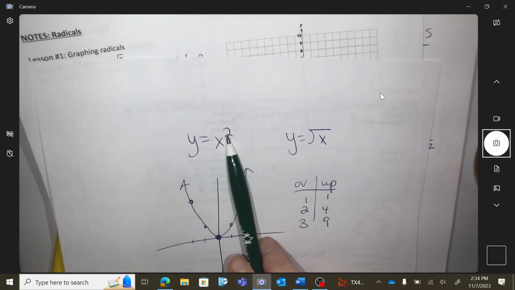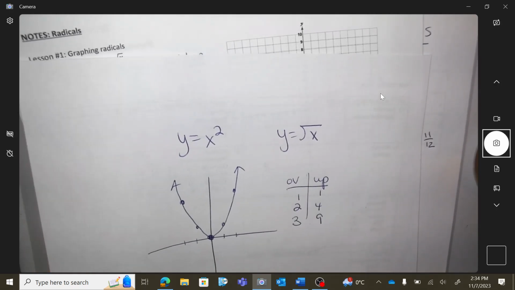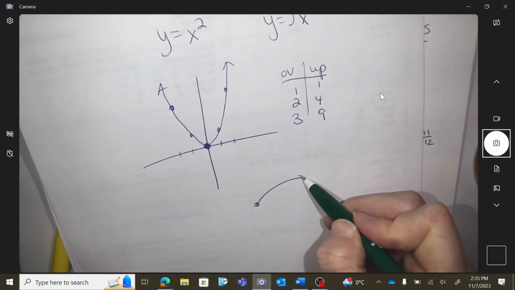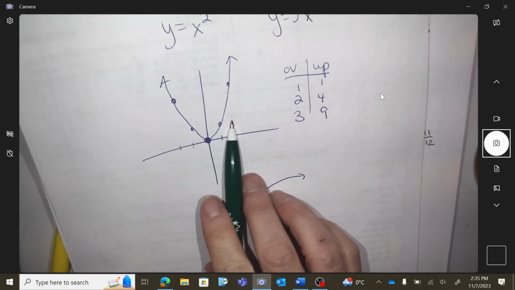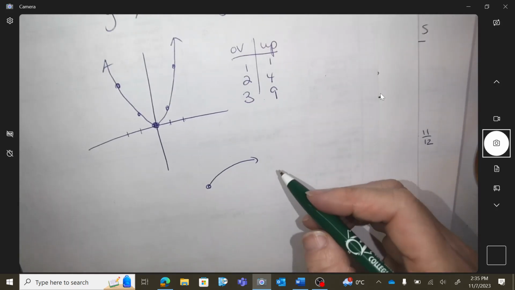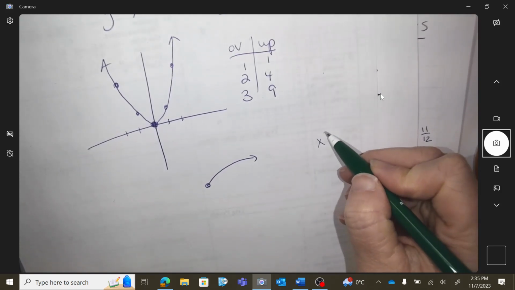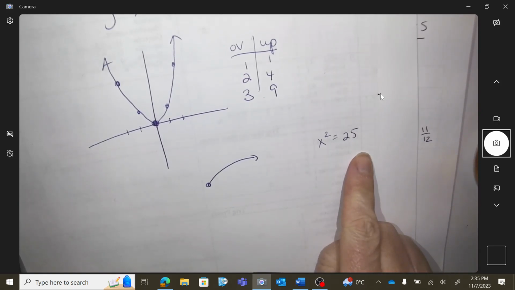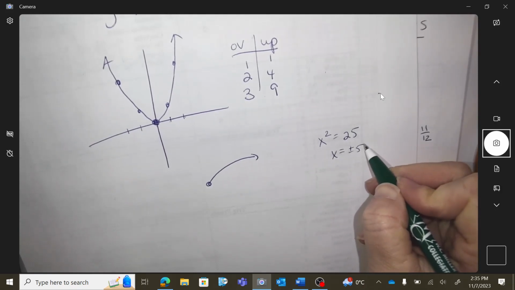Last year we learned x squared. Now this is root x. Squaring and square rooting are the opposite. Some of you might wonder, well, why did I only end up with 1 arm versus this has 2 arms? Okay, here's why. Do you remember something like this? Let's just make up a random thing. So what is the solution here for x? Plus or minus 5, right?